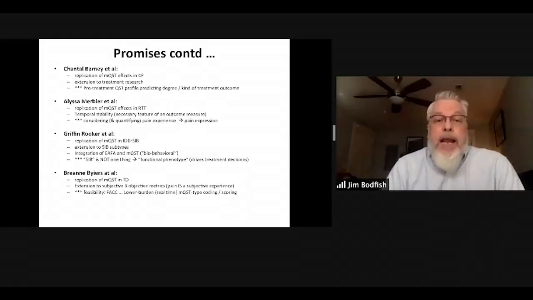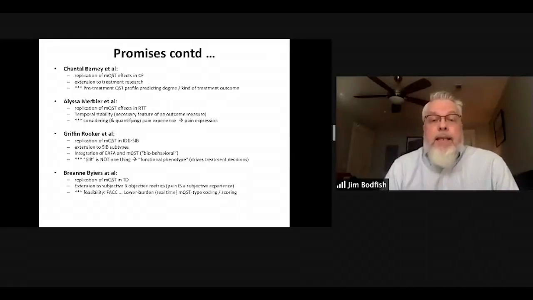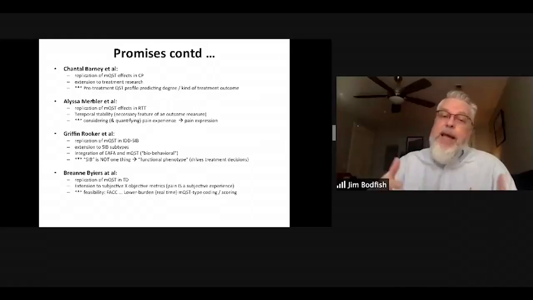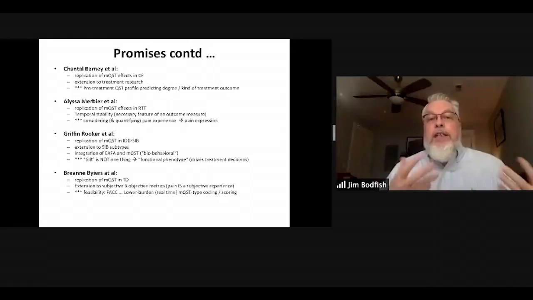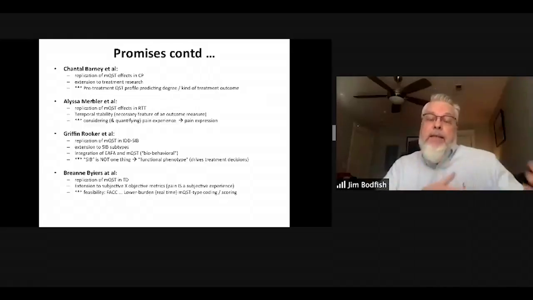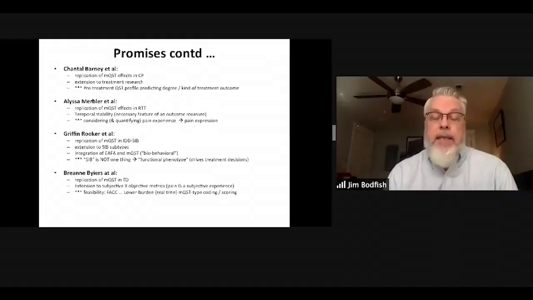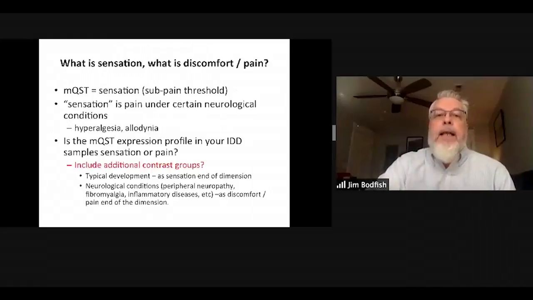And then finally, in Breanne's paper, applying this, I thought a very neat back translation to typical development that allows you, because you're dealing with typically developing children who can speak and tell you more about their subjective experience, to look at the validity of the relation between subjective and these objective metrics, because in the end, pain is a subjective experience, and this data tells us something very important about that.